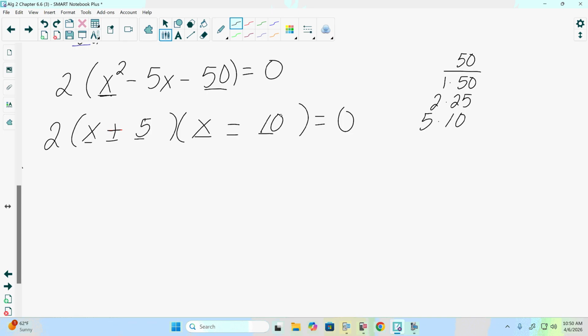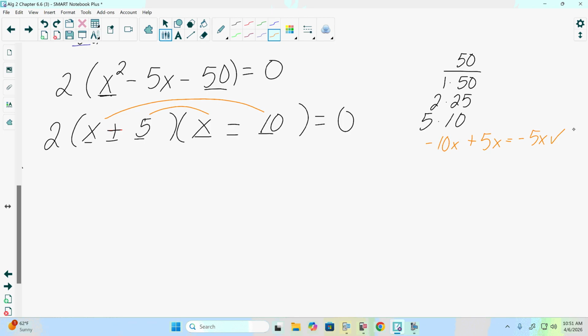We could have tried x plus 5 or x plus 10 times x minus 5, but I noticed that the middle term is negative, so I want the bigger number, hopefully, to be the negative term. And we can check and make sure we do get that middle term of negative 5x. X times negative 10 is negative 10x. 5 times x is positive 5x. And negative 10x plus 5x, negative 10 plus 5, would give us the negative 5 middle term that we need.